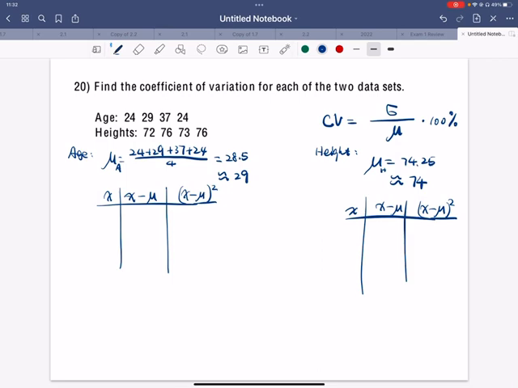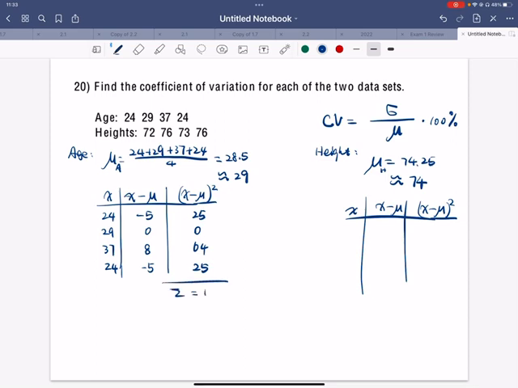Okay, for age, we have all those x's listed here. I'm gonna take away 29. Now actually the sum of deviation is not 0 because we rounded the mean. Otherwise it will balance back to 0. I just want to save some time to calculate here, but the idea is the same. Okay, square every number. Take the sum of the squares.